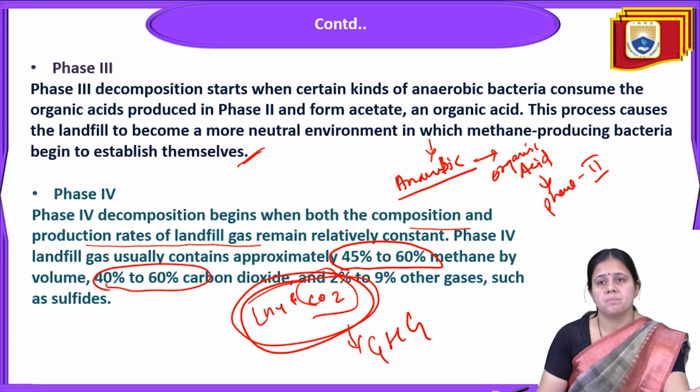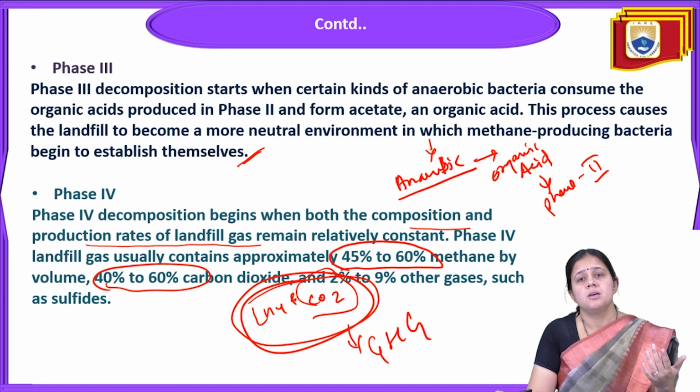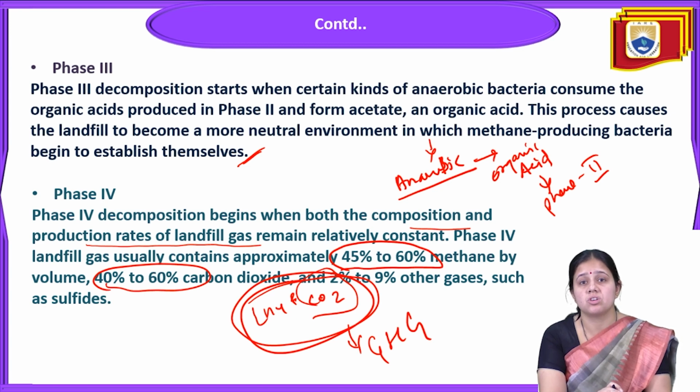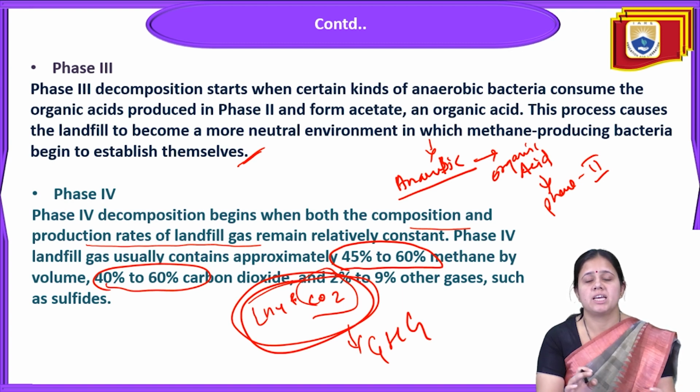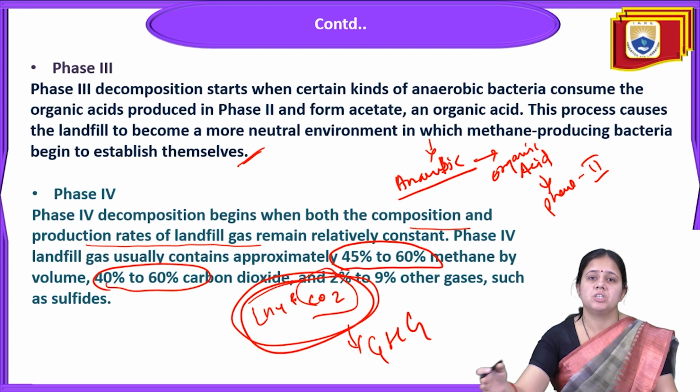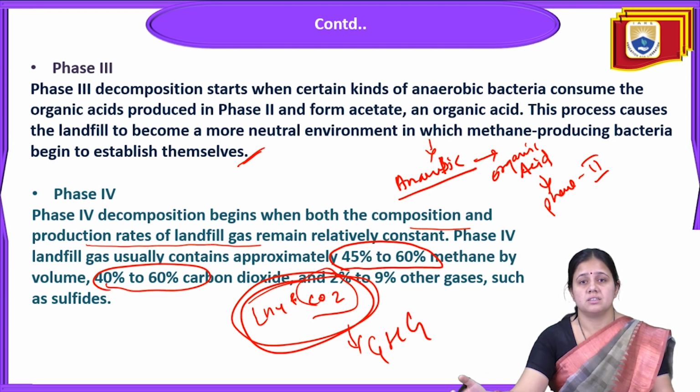Phase 1 is the aerobic phase. Only phase 1 is aerobic, otherwise all phases are anaerobic, because in phase 1 they consume all the oxygen, and after that all three phases happen in the absence of oxygen. So the decomposition from phase 2 to phase 3, and then phase 4, is completely the methanogenesis step, where methane is produced. In any landfill, whatever reactions are carried out inside will lead to the production of methane and carbon dioxide, and both gases are greenhouse gases that contribute toward global warming and climate change.